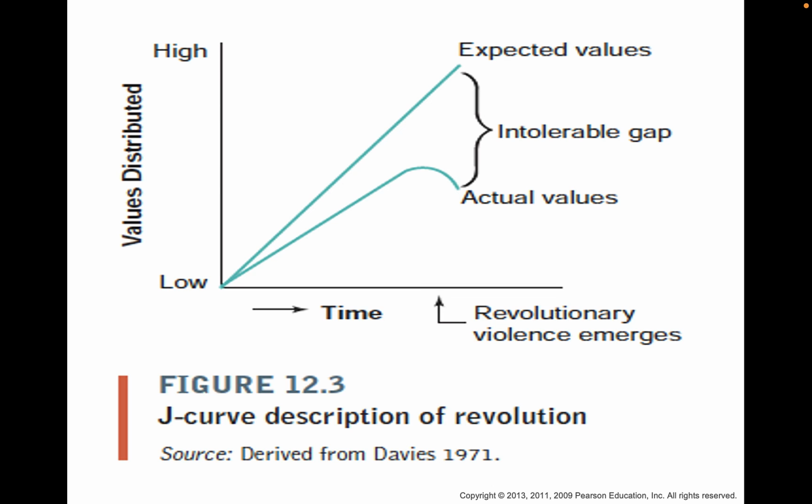So the belief that we expect things to get better but they don't might motivate somebody to take action. It's a really interesting theory when you take a look at it and think about it. And even though it's from the 70s, a little bit dated, it's still kind of an interesting way to look at this.